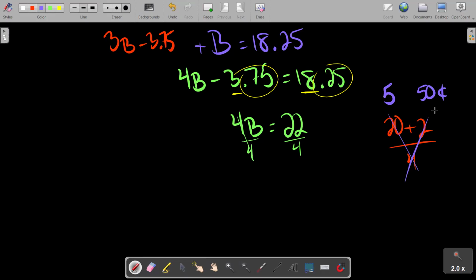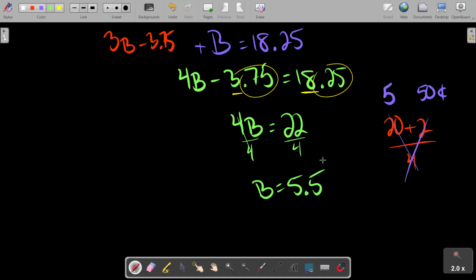$5.50. I see people say, well, God, that takes too long. And it's like, yeah, it does when you've got a long-winded blabbermouth like me talking you through it. But in the future, if you do 22 divided by 4, you can do it quickly in your head by breaking it up into pieces. We now know that B equals 5.5. Which translation, that means that a Boogle costs $5.50.